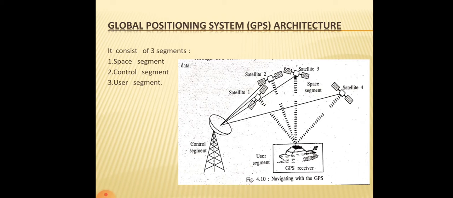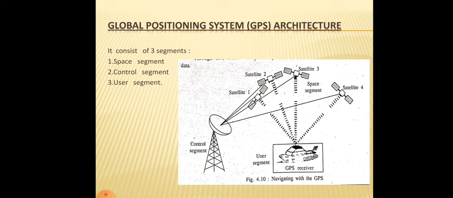Then next is your control segment. The overall system performance and accuracy is managed by the control segment. It will track the GPS satellites, update their orbital positions, and calibrate and synchronize the clocks. What all does it consist of? Master control station, monitor station and ground antenna.